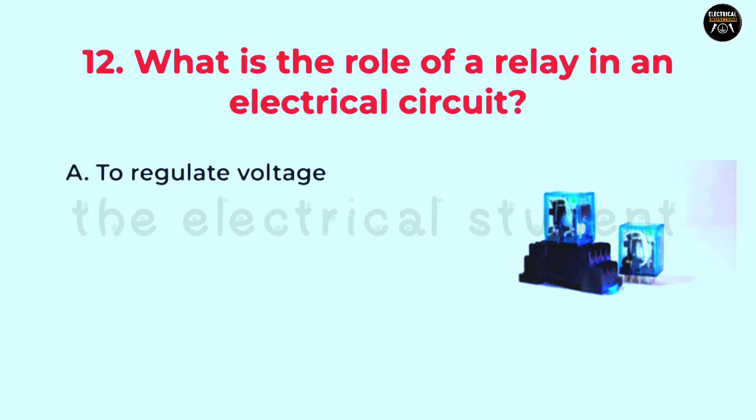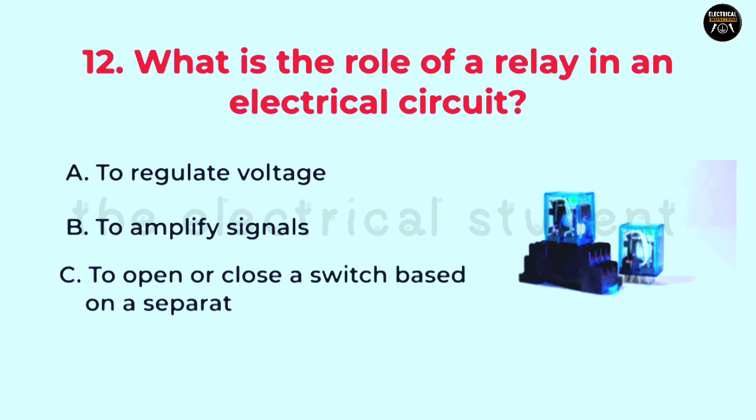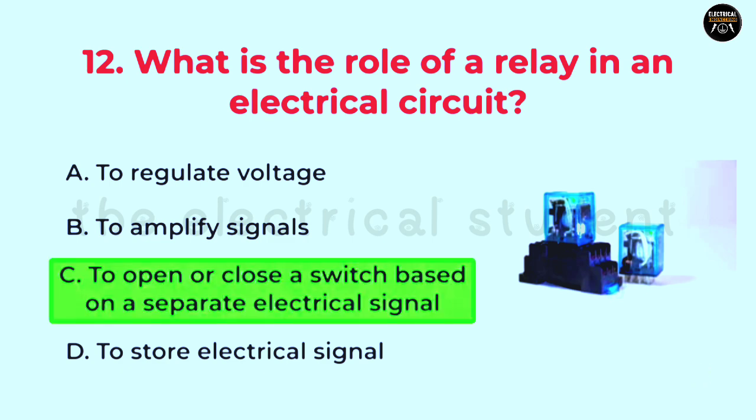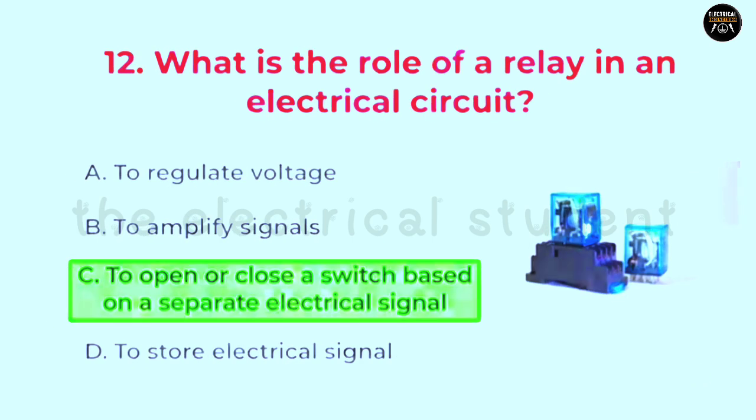What is the role of a relay in an electrical circuit? A. To regulate voltage. B. To amplify signals. C. To open or close a switch based on a separate electrical signal. D. To store electrical energy. The correct answer is option C. To open or close a switch based on a separate electrical signal.